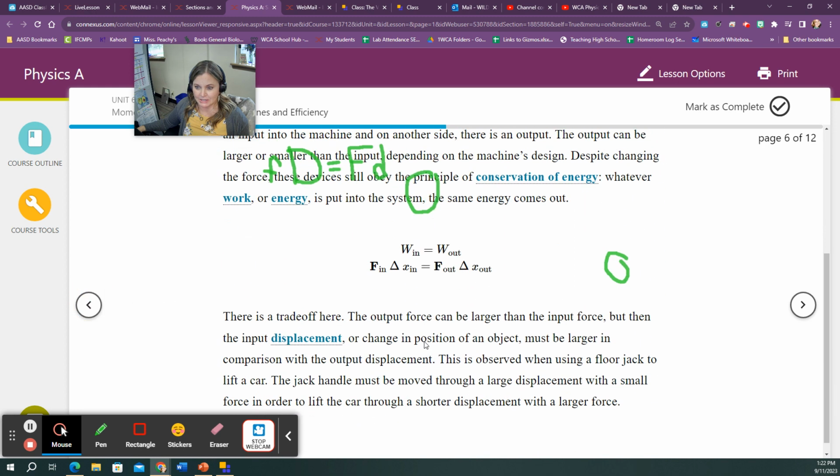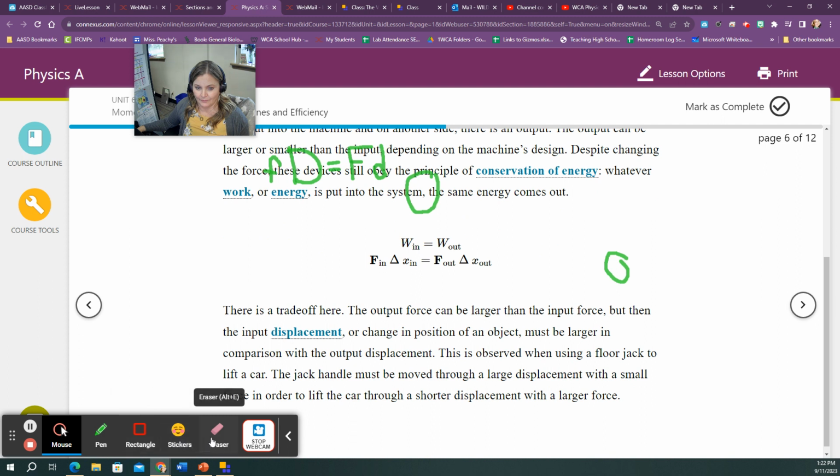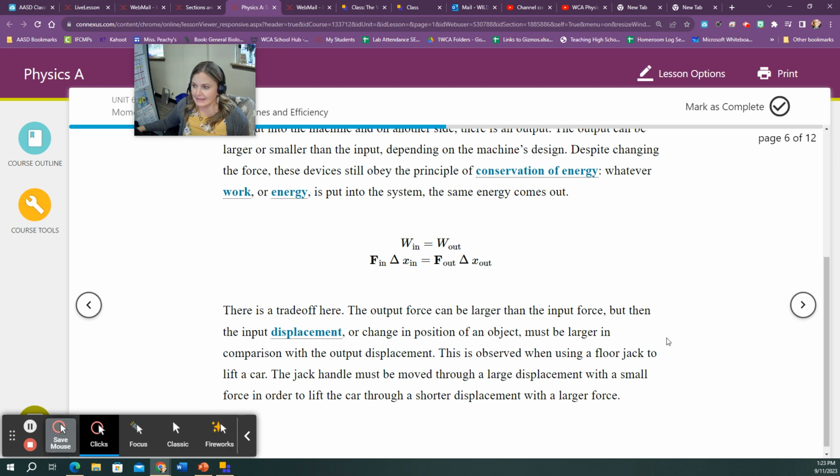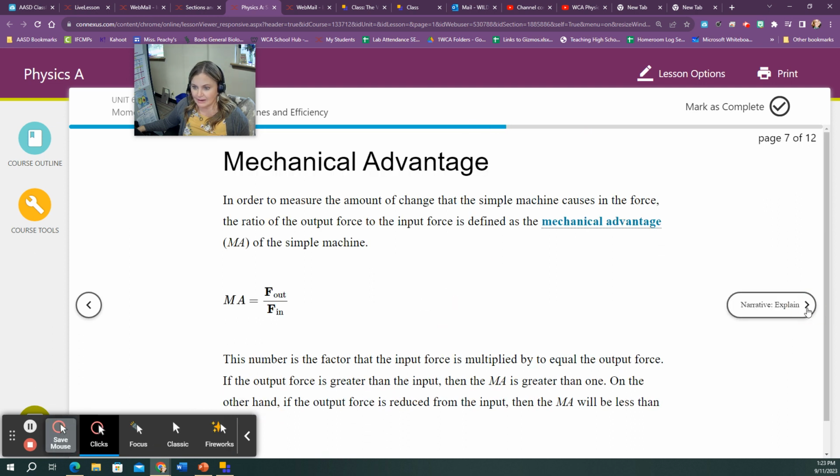So just going back a little bit, that's what simple machines do, right? What we say is that this gives us mechanical advantage. The force out divided by the force in is what's known as mechanical advantage.